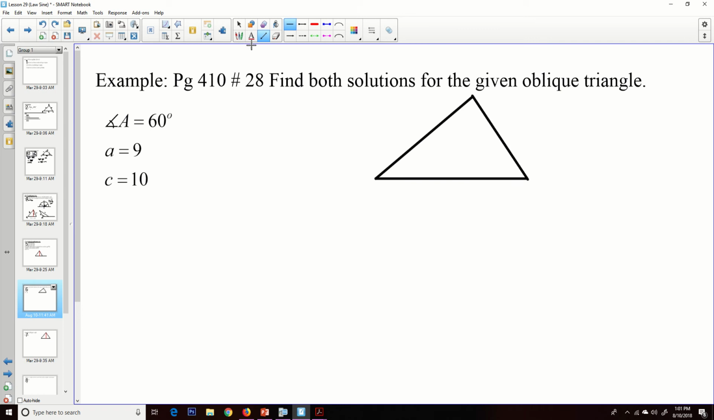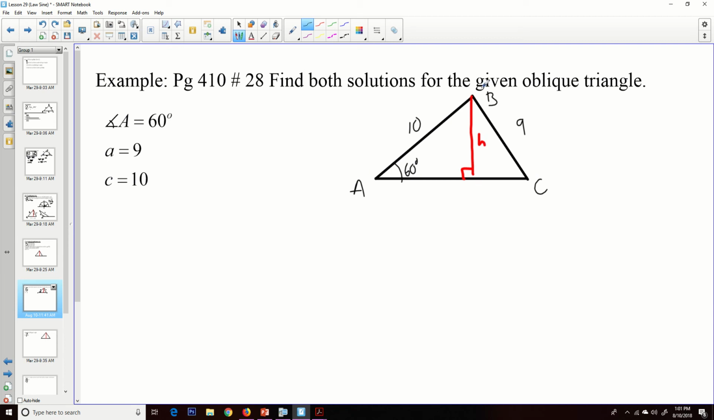I'll draw it like this, and I'm going to label this little side A, and I'll label this side C and this one B, just because of the way that the values are given, so that I can type in all the stuff and set it up the same way each time. So I have a 10 there, I have a 9 there, and I have an angle 60 degrees right there. And so this side right here is going to be the height of that particular triangle. And so we want to figure out what that height is so we can do a comparison. And so we got to figure out what h is.